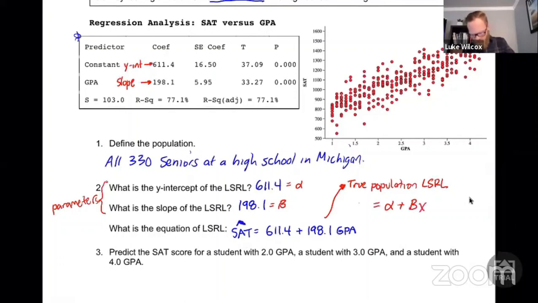Now, I think we're used to writing y here. And it turns out, and I'll show you how this works in just a second, that what we should actually be writing here is the mean of y. And after we talk through question number 3, I think that'll make a little bit more sense. But at least you know the correct notation for the true population LSRL.